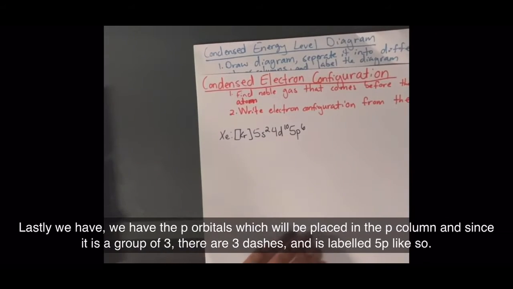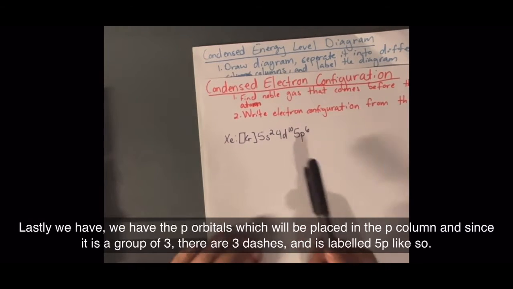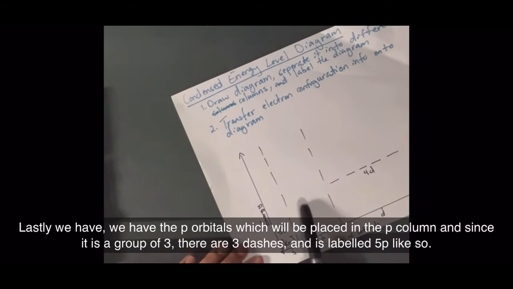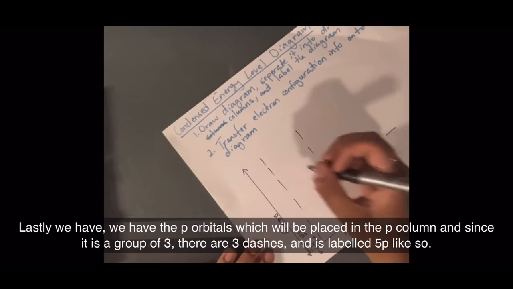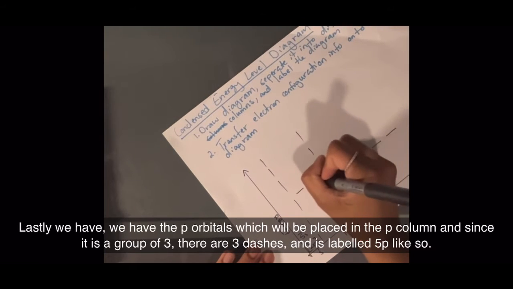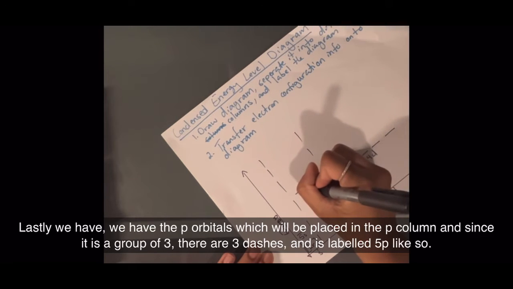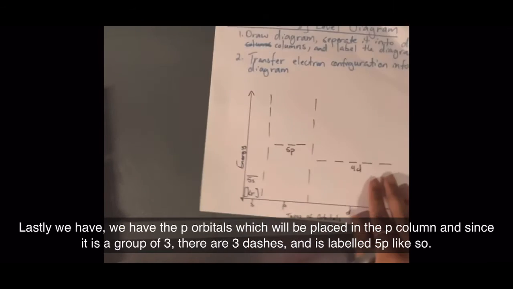Okay, now, lastly, we have the p orbitals. So that will be placed in the p column, and since it is a group of 3, there will be 3 dashes. So 1, 2, 3, and it's labeled 5p, like so.